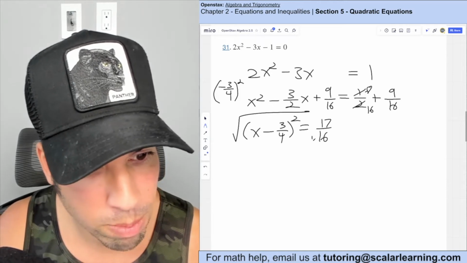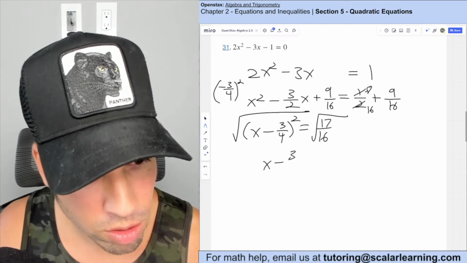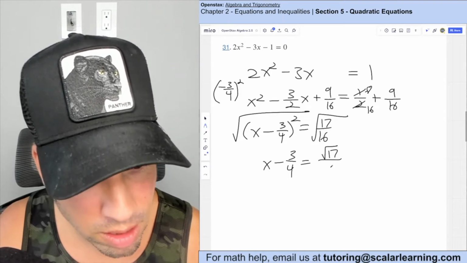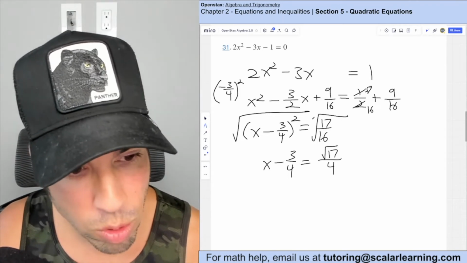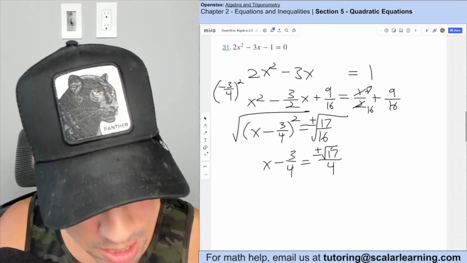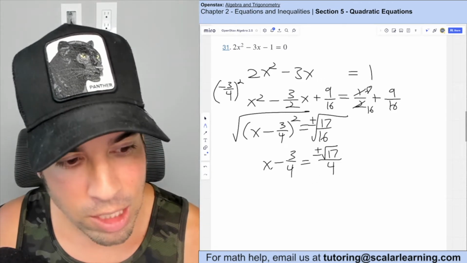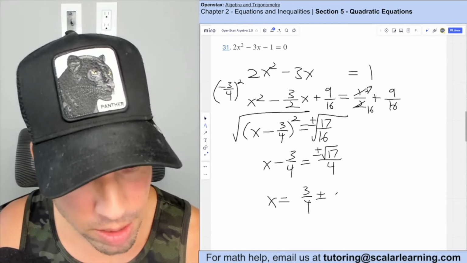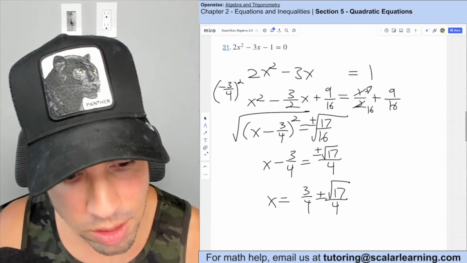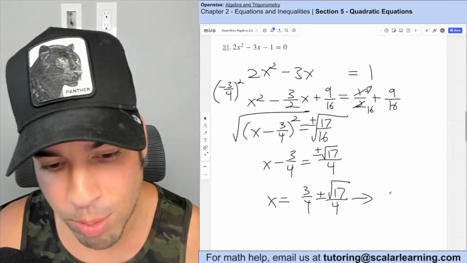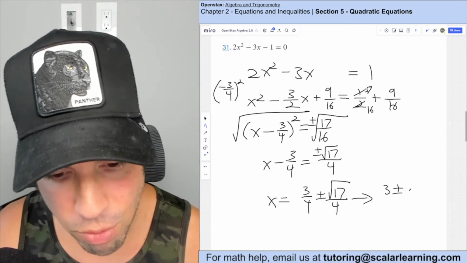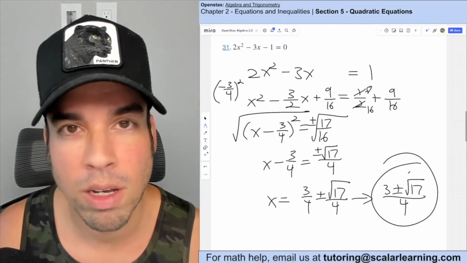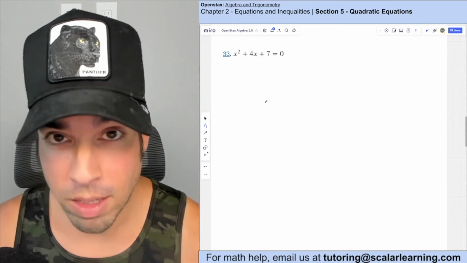Then I'm going to square root both sides, and I get x minus 3/4 equals the square root of 17 over the square root of 16, which is 4. Oh, and sorry, I forgot: when you take the square root, it's meant to be plus or minus. So this is going to be plus or minus rad 17 over 4. Last but not least, I'm going to add 3/4 to both sides, and I get 3/4 plus or minus square root of 17 over 4. Since they have common denominators, I can also rewrite it, but this is optional. I can rewrite it in a slightly more simplified format as 3 plus or minus square root of 17 over 4. Boom, done.